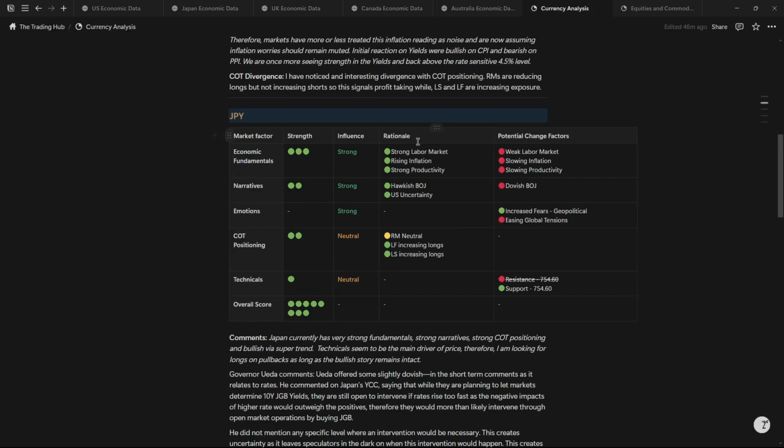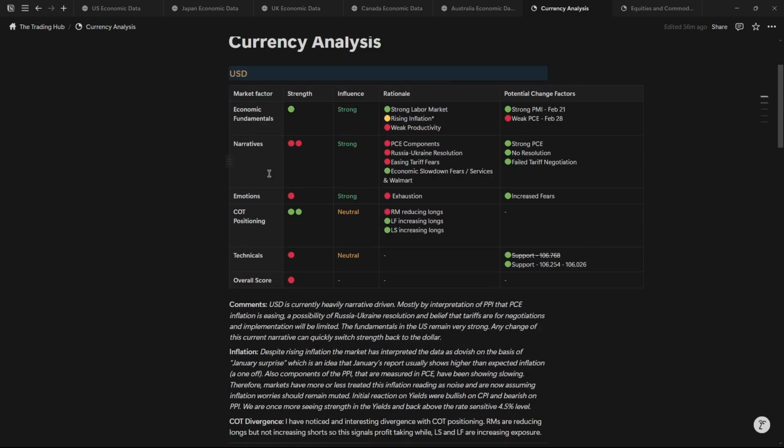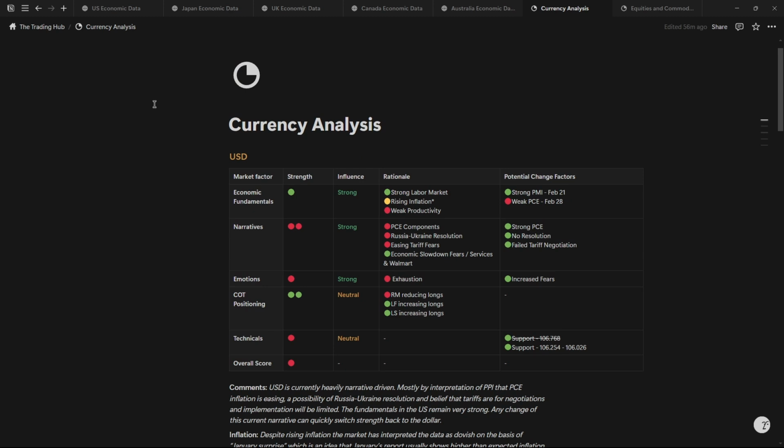Next, this is what I call the system. This is what I use basically to create a bias for currencies. So my approach to the markets is this. There are 4 factors that move price. 4 factors and only 4 factors.